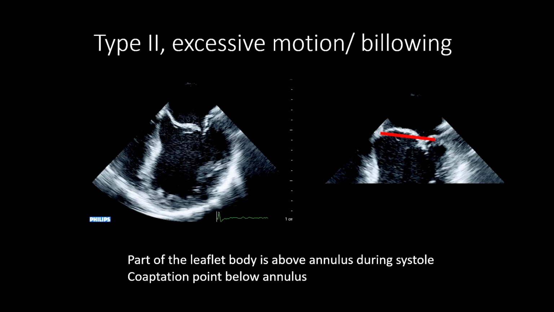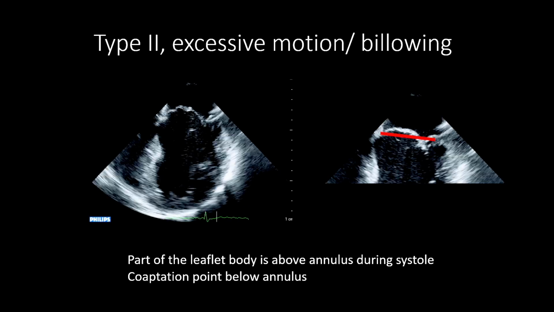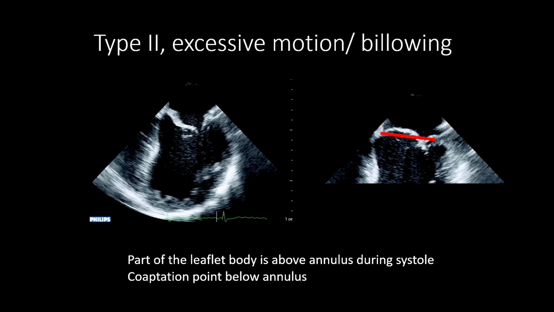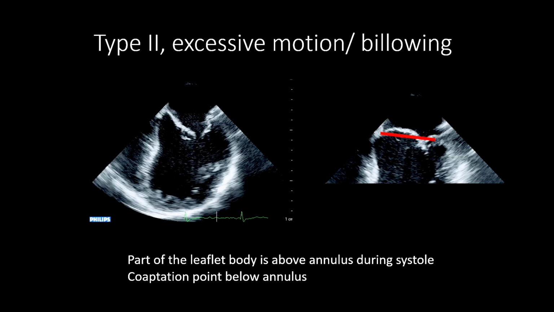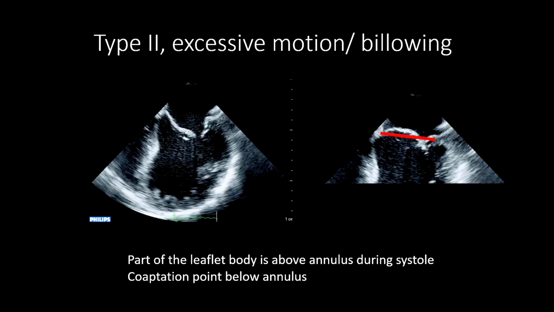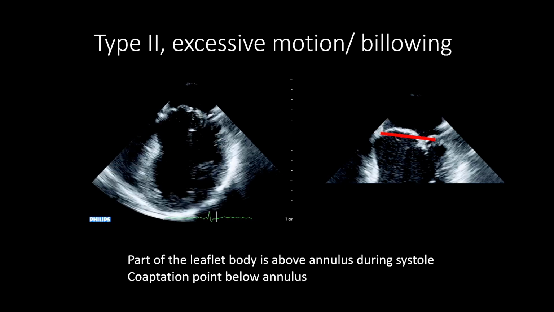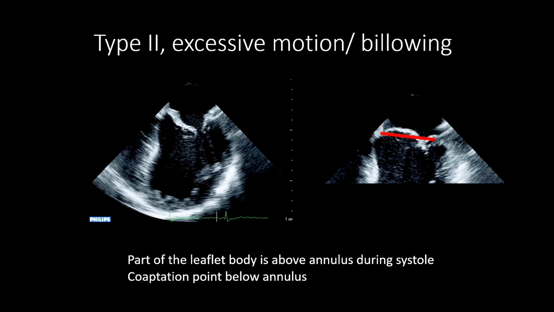So now coming to type 2 MR, which is excessive motion. There is always a confusion: what is billowing, prolapse and flail? These are 3 questions which always confuse us, and which are always asked in exams also. Okay. So I remember that billowing, B, involves the body of the leaflet. So BB, that is where.